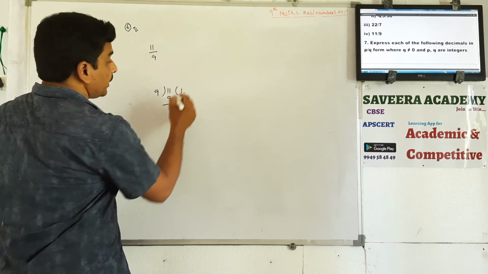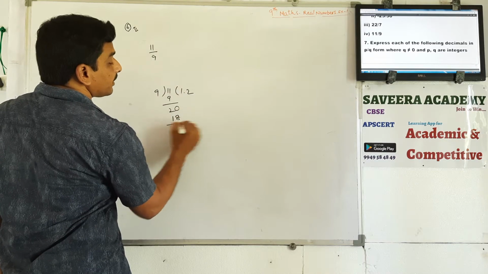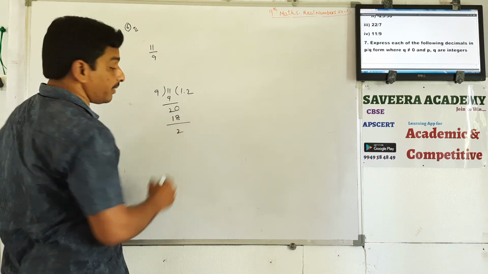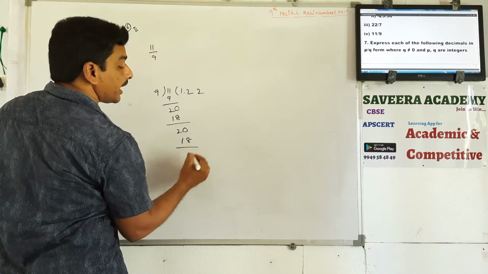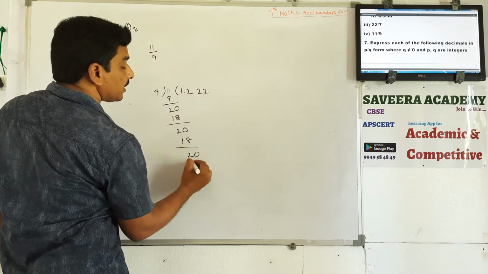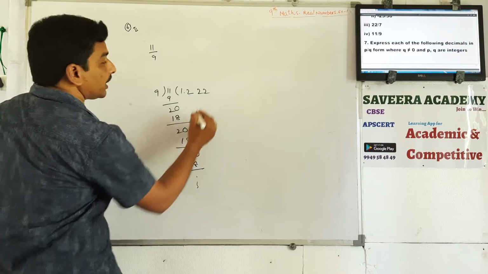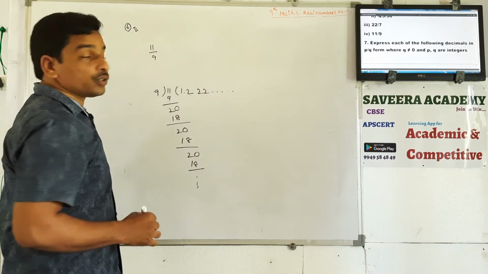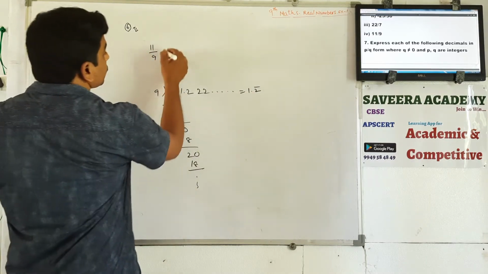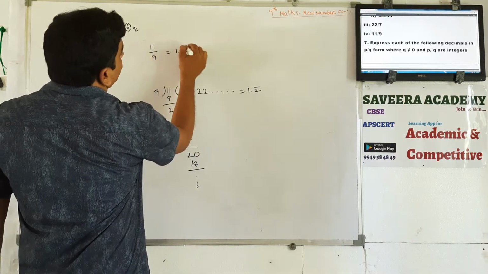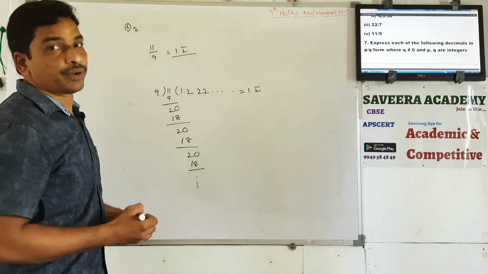So 0. 2 nines are 18. Again 2 is the remainder. 20, again 2 nines are 18. Again 20, 2 nines are 18. And so on it will come. So this can be written as 1.2 bar. You have to understand.